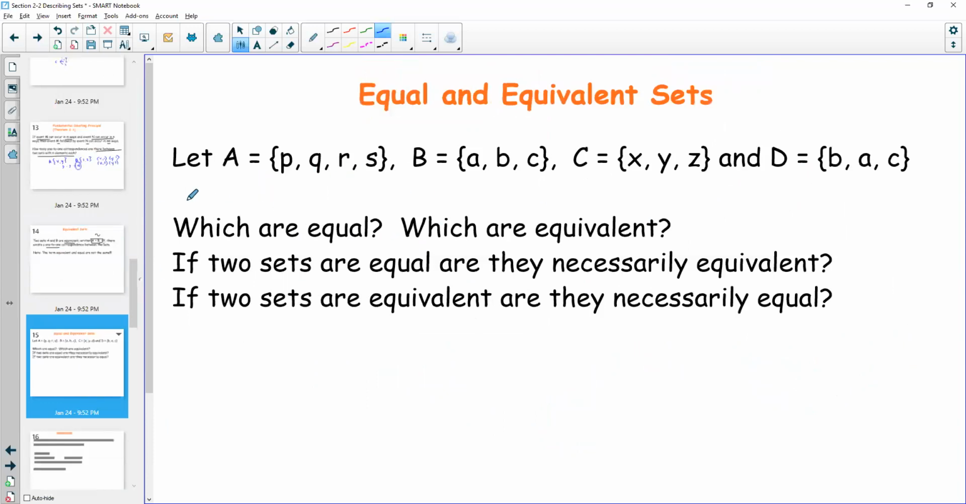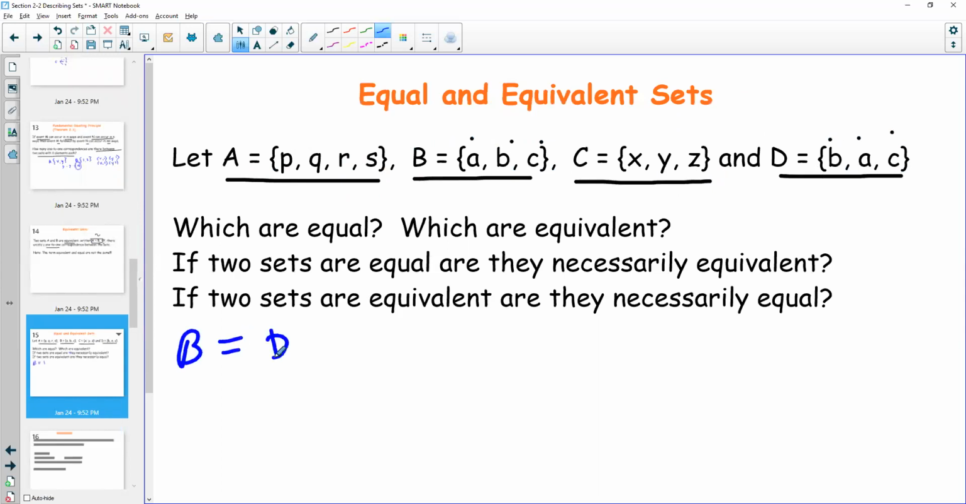So let's test this out a little bit. So I have set A has P, Q, R, S. Set B has A, B, C. Set C has X, Y, Z. And set D has B, A, C. Which sets are equal? Let's start there. Well, A doesn't have any overlap with anybody. B and D, right? Do you see it? They have exactly the same stuff in them. So B is equal to D.